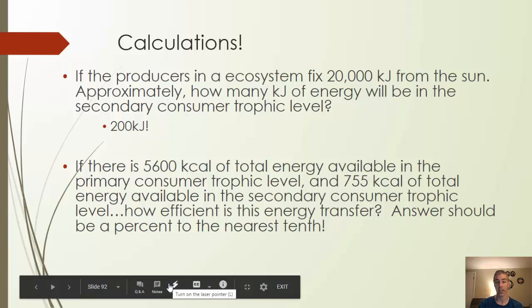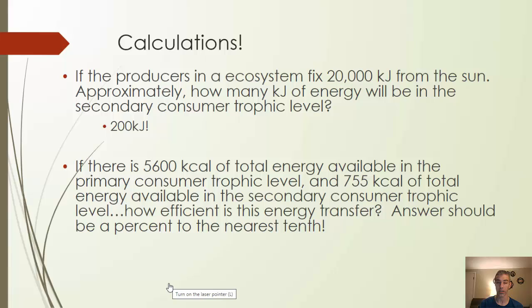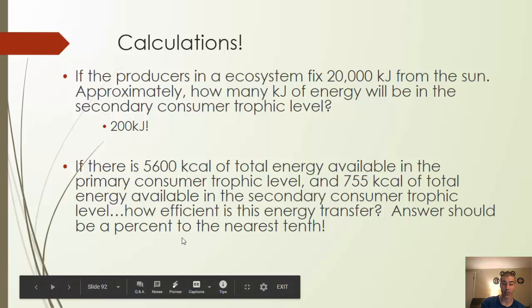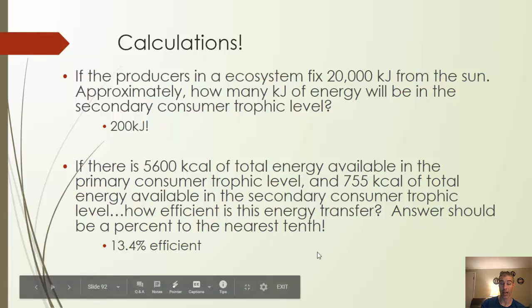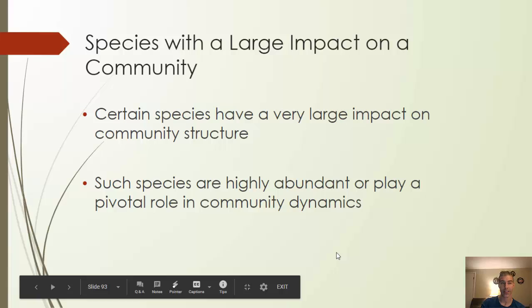If there's 5,600 kilocalories of total energy available in the primary consumer trophic level, and 750 kilocalories of total energy available in the secondary consumer trophic level, how efficient is this energy transfer? So now it's going to be around 10%, but it's not exactly 10%. The answer should be percent to the nearest tenth. That's how they'll ask you these questions. If you do this calculation, 755 out of 5,600, it's 13.4% efficient, approximately. Well, not approximately, kind of exactly in this case.